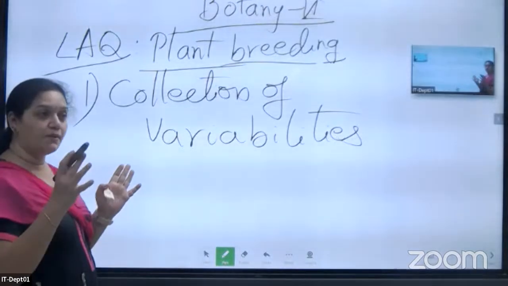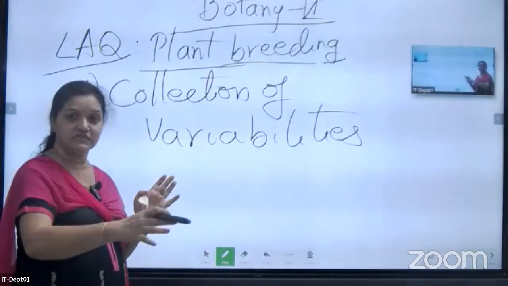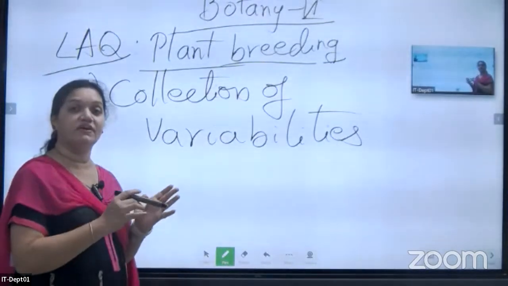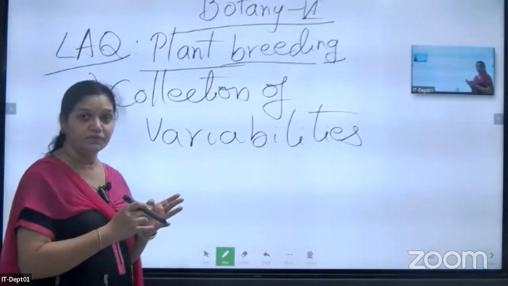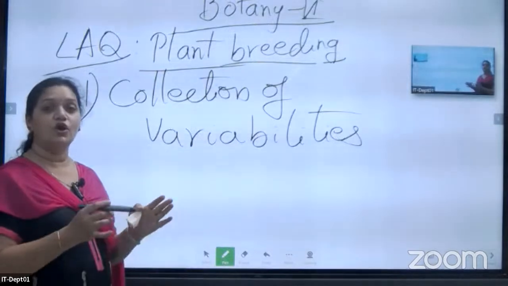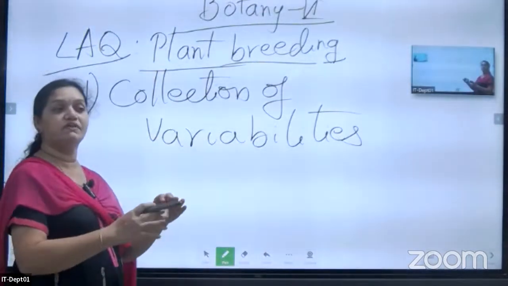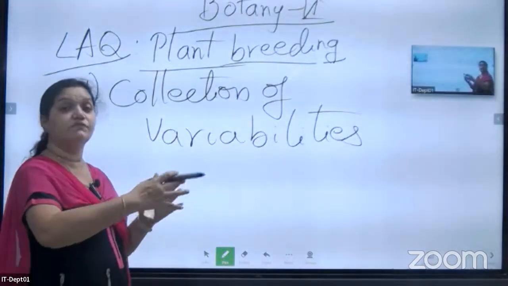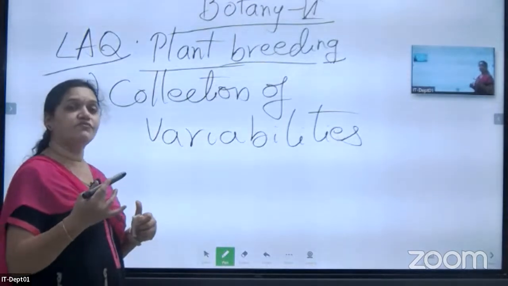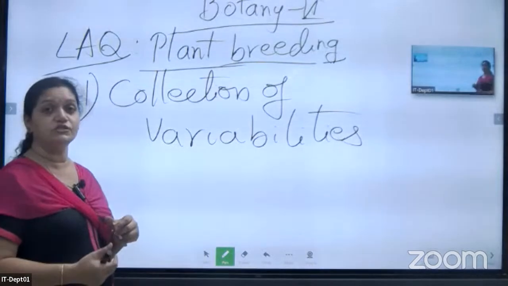Collecting the same kind of plants of different varieties growing in different areas, which have somewhat good qualities, or otherwise the wild characters in them, are collected and kept in the lab. That is called the collection of variabilities. In this collection, when we are collecting in different areas, sometimes some genes will be somewhat different from the original genotype.